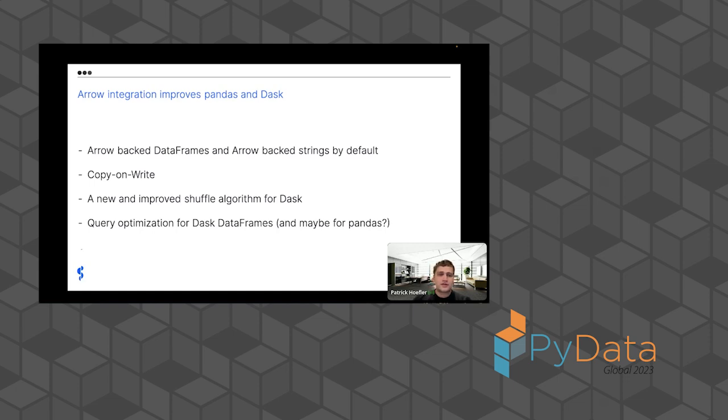Then we have copy on write. This is a new feature that will be enabled by default relatively early next year. Dask built a new shuffle algorithm, which is used to send data over the network. That is heavily based on Apache Arrow. And we are currently, that's my main responsibility at the moment, building a query optimizer for Dask data frames so that it can make your queries more efficient for you.